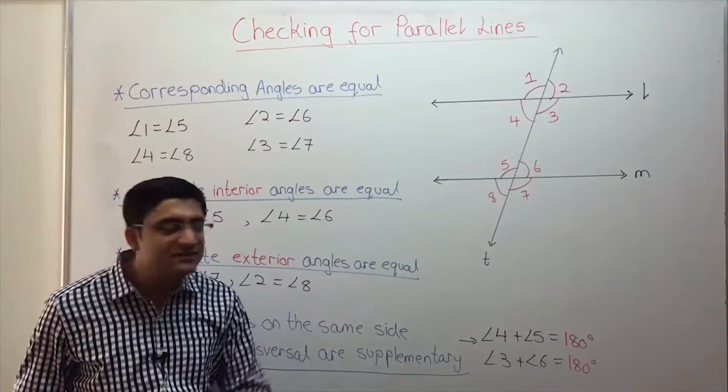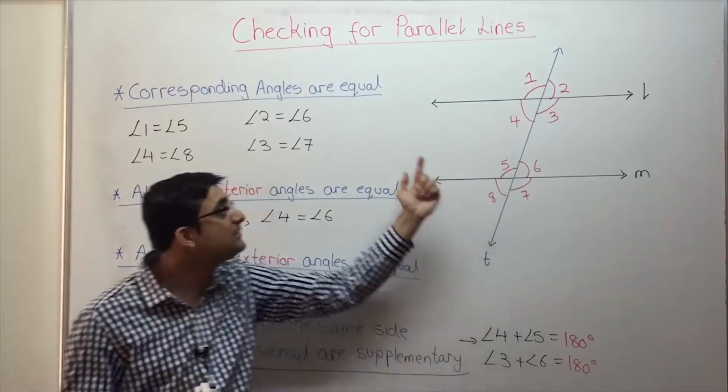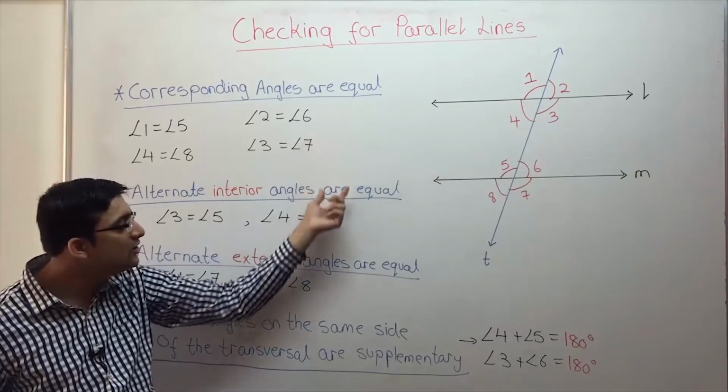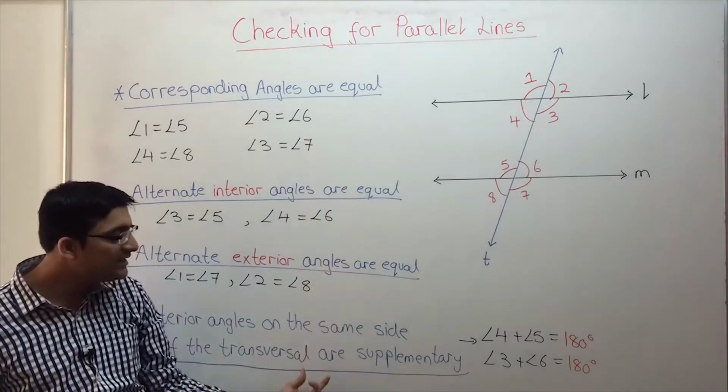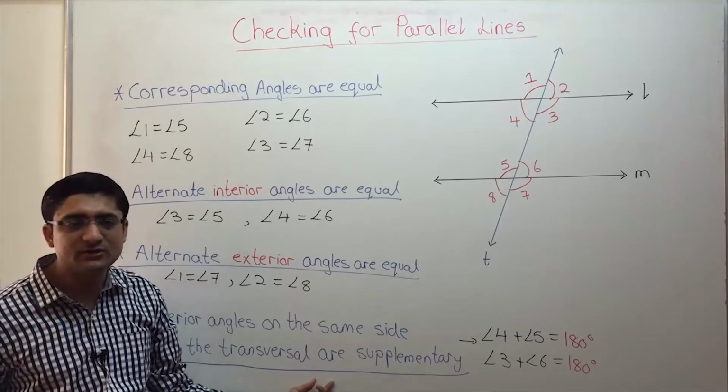So previously we've learned that whenever we have two parallel lines and a transversal, what all happens? Corresponding angles are equal, alternate angles are equal, and interior angles on the same side of the transversal are supplementary. So let's first do a recap of this.